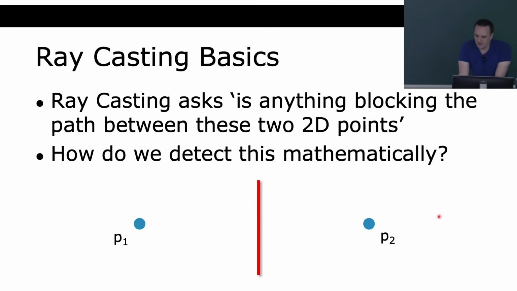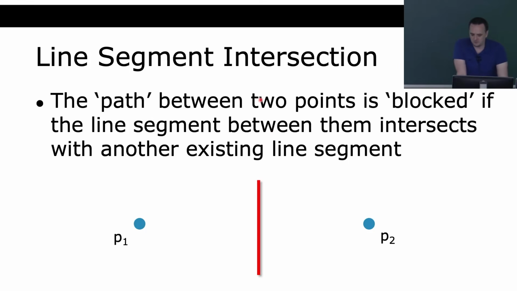So how would we detect that mathematically? Well, the path between 2 points is blocked if the line segment between them intersects with another existing line segment. Now, of course, there are shapes that we can describe, like curves or circles, etc., that don't fit into this line segment type of thing. But the games that we're making for this course, we're not going to go into every possible physics calculation for all types of shapes. This is going to work out for the games that we're making.